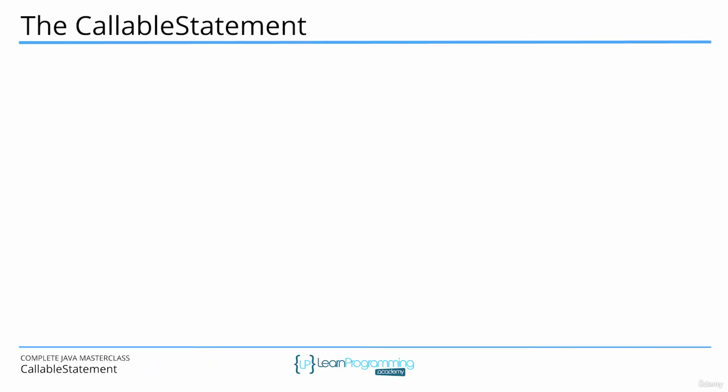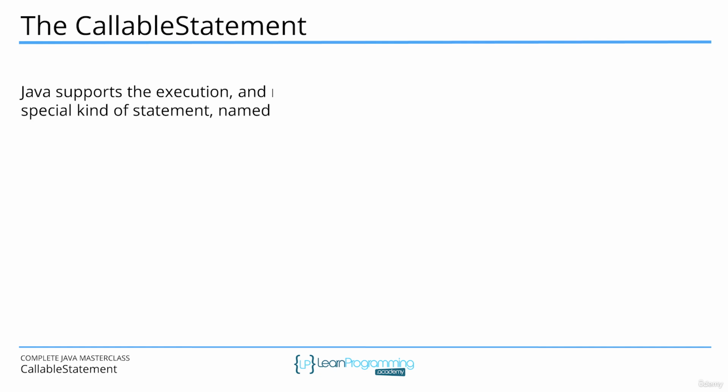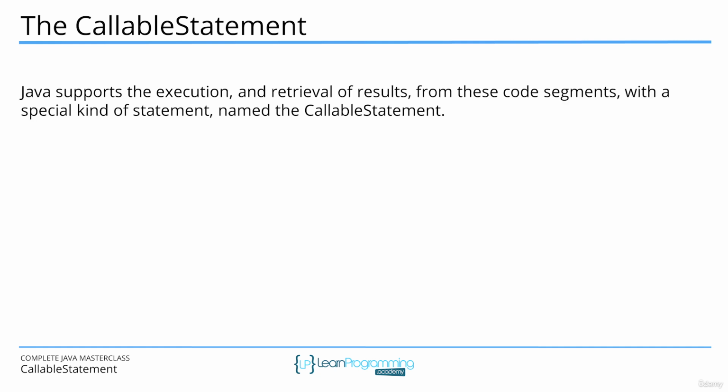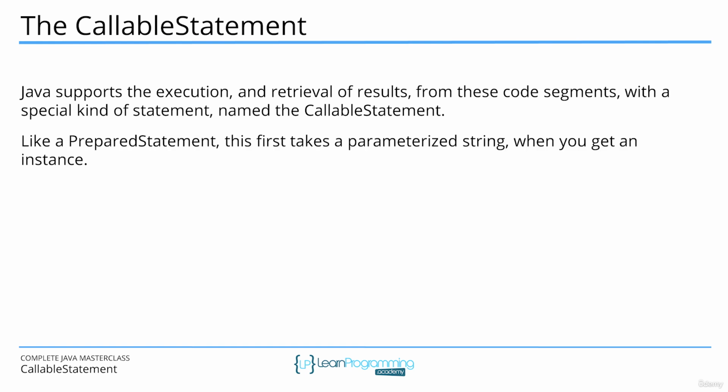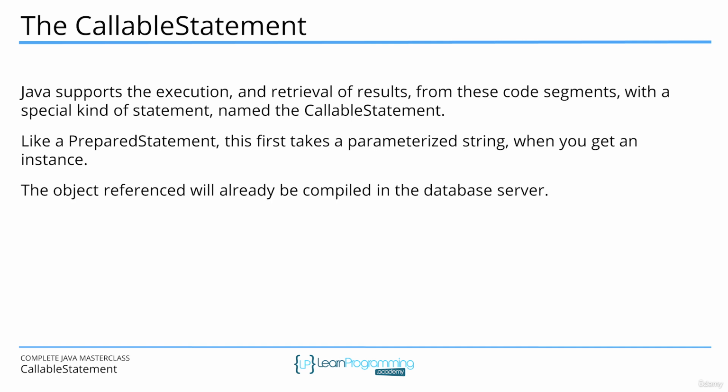It's very common in an enterprise environment to protect access to the database and to restrict what your clients are allowed to do. Because of this, you might find that most of your JDBC work will be done with requests to stored procedures. Java supports the execution and retrieval of results from these code segments with a special kind of statement named the callable statement. Like a prepared statement, this first takes a parameterized string when you get an instance. The object reference will already be compiled in the database server.